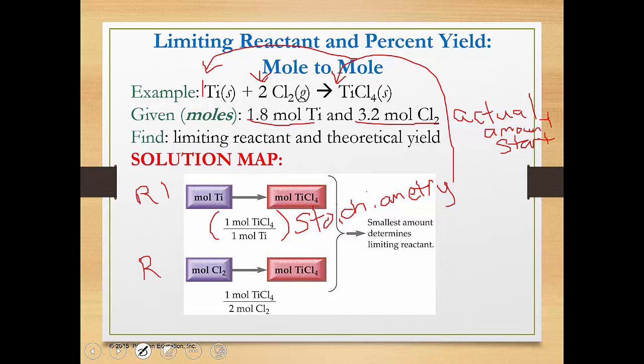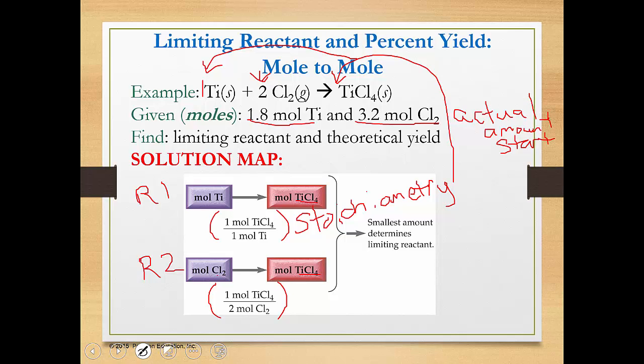Here's reactant number 2, the chlorine. If I had more reactants, I'd do it for each one of these. I do the same thing. I go from moles of chlorine to the same thing: what is the number of moles of titanium chloride I can make? And in this case, if I go to my balanced equation, I see that there is 1 mole of titanium chloride for every 2 moles of chlorine.